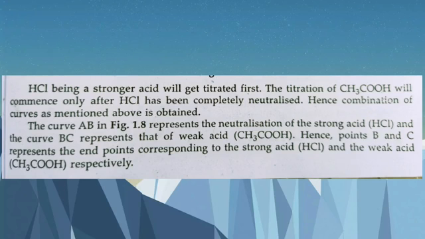The curve AB in the figure above represents the neutralization of the strong acid HCl, and the curve BC represents that of the weak acid, acetic acid. Hence points B and C represent the end points corresponding to the strong acid HCl and the weak acid, that is acetic acid, respectively, dear friends.